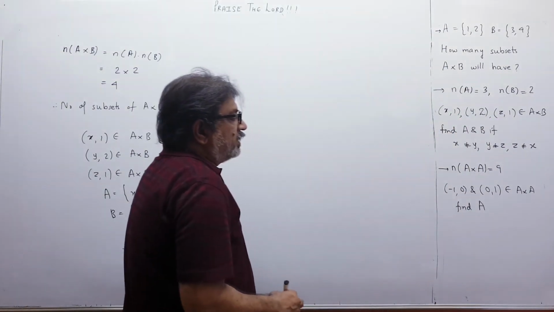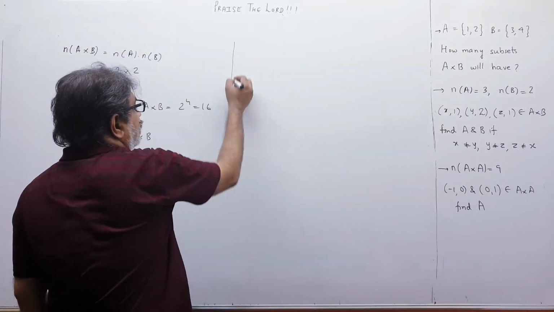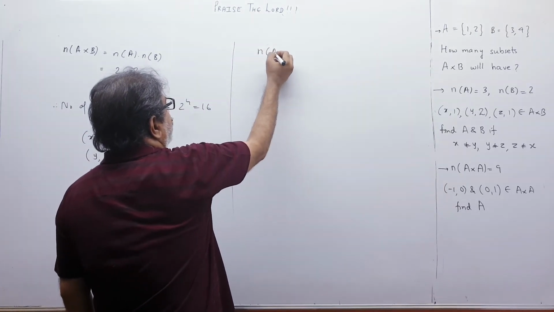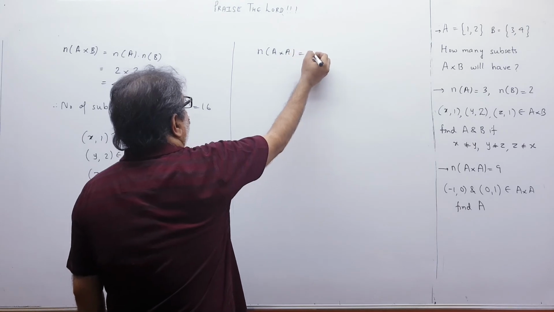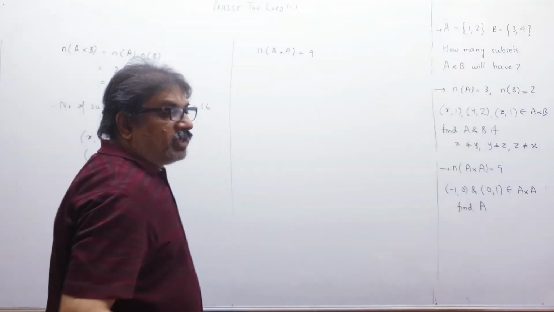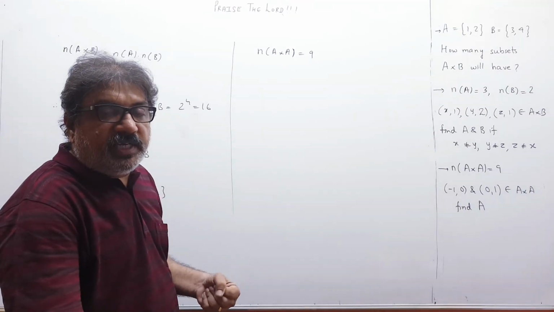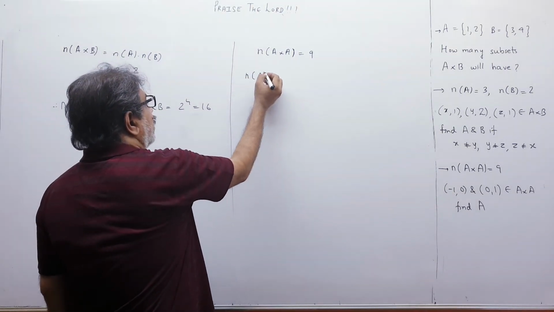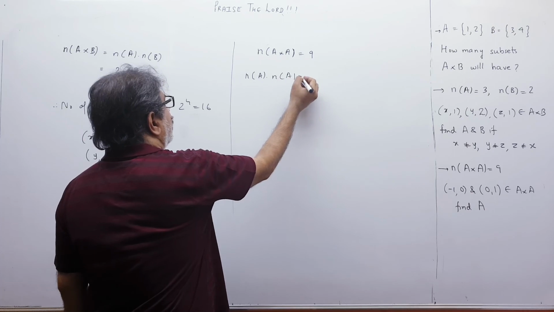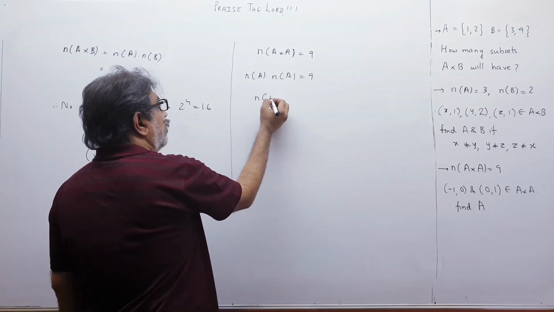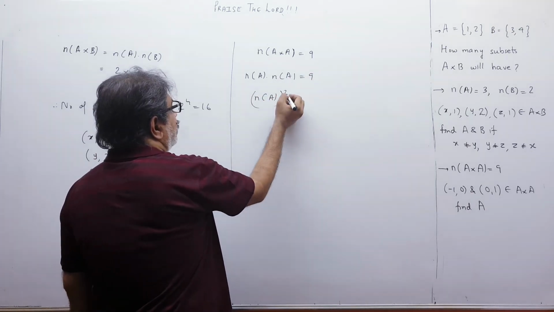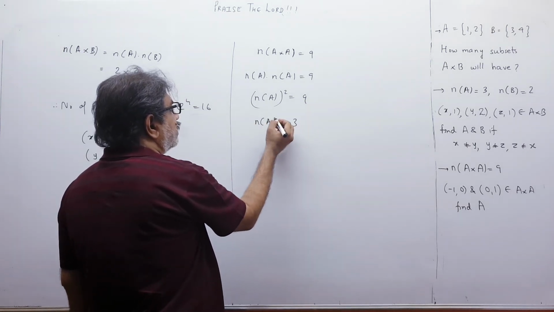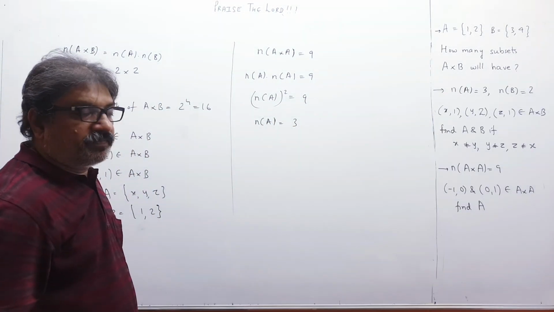Then see, it is given to me that the number of elements in A cross A is 9. I know that the number of elements in A cross B is the number of elements in A into the number of elements in B. So this is n(A) into n(A) is equal to 9. So n(A) whole square is equal to 9. So the number of elements in A is 3. So we know A has got 3 elements.